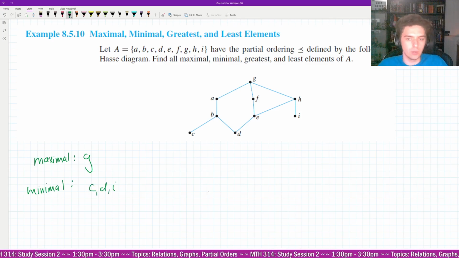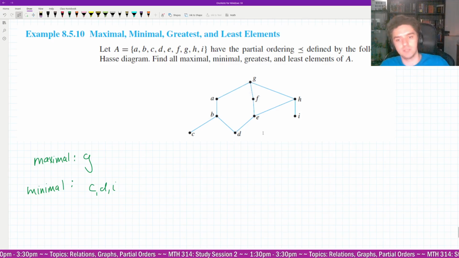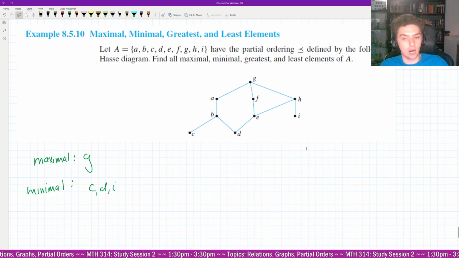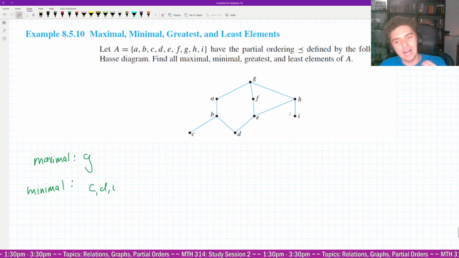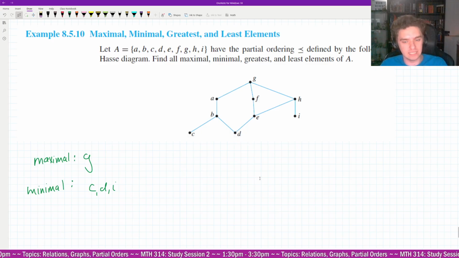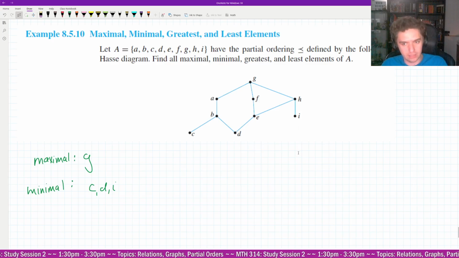So I'll explain why, right? G is maximal because there's nothing comparable above G. And C, D, and I are minimal because there's nothing comparable below C, D, or I. So if you really are thinking about this in a visual way, you might say to yourself, well, I is literally drawn above C and D. But what you want to think about is, is there anything comparable below it? Comparable below it. That's an important thing. Not just literally below it, but comparable below it. So I is not comparable to C and D, right?